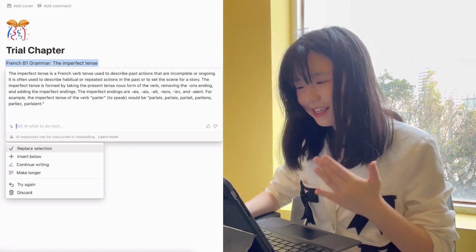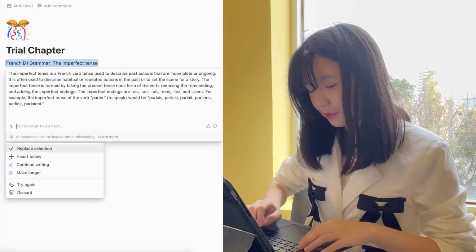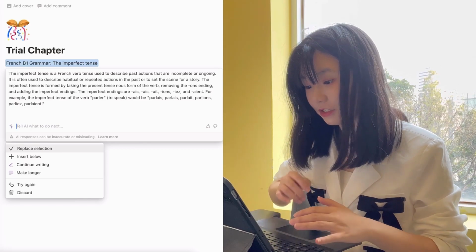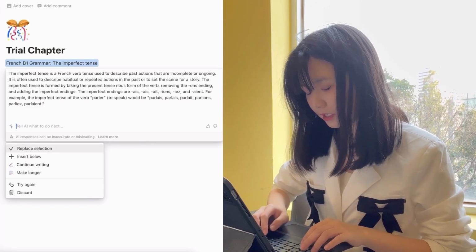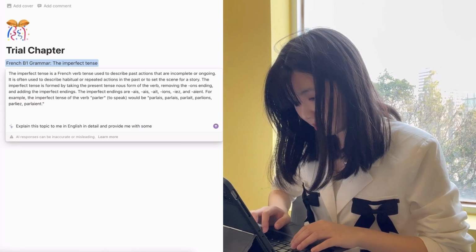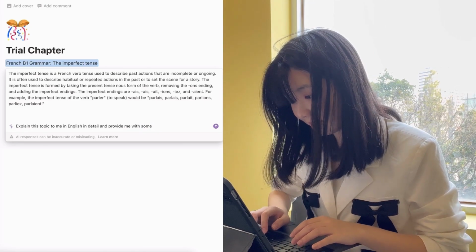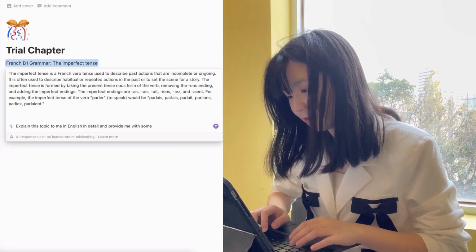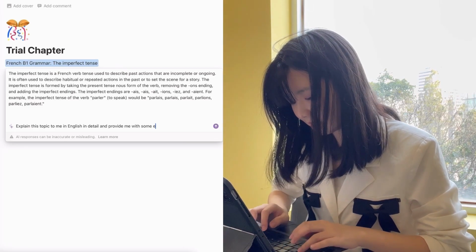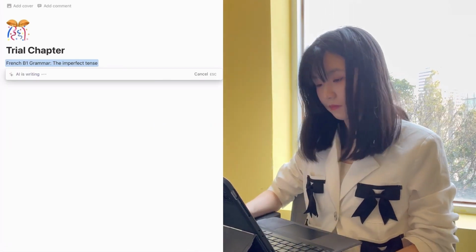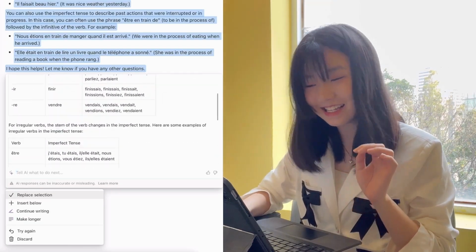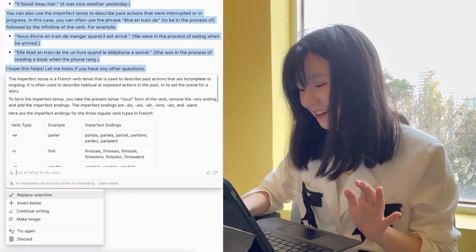I hope it can include more information, so I'm going to ask Notion AI to write more on this topic. Explain this topic to me in English in detail and provide me with some examples. I think it now includes more information regarding this topic.